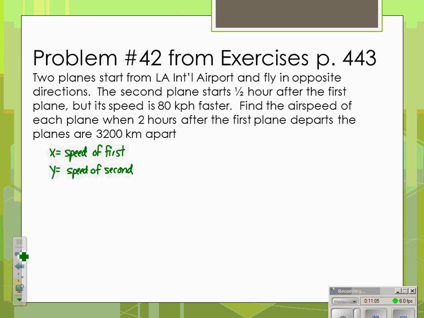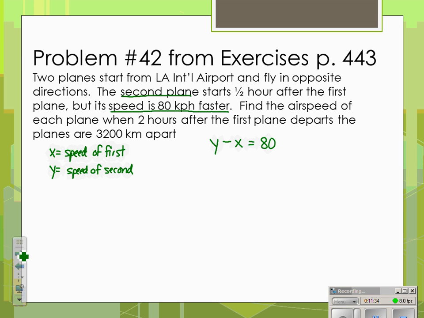Now tell me something about those speeds. Okay, so the second plane's speed is 80 kilometers per hour faster. So here's a possible equation. If you had y, the speed of the second plane, subtracting the speed of the first, if it was 80 faster, you should end up with 80 when you subtract their speeds.